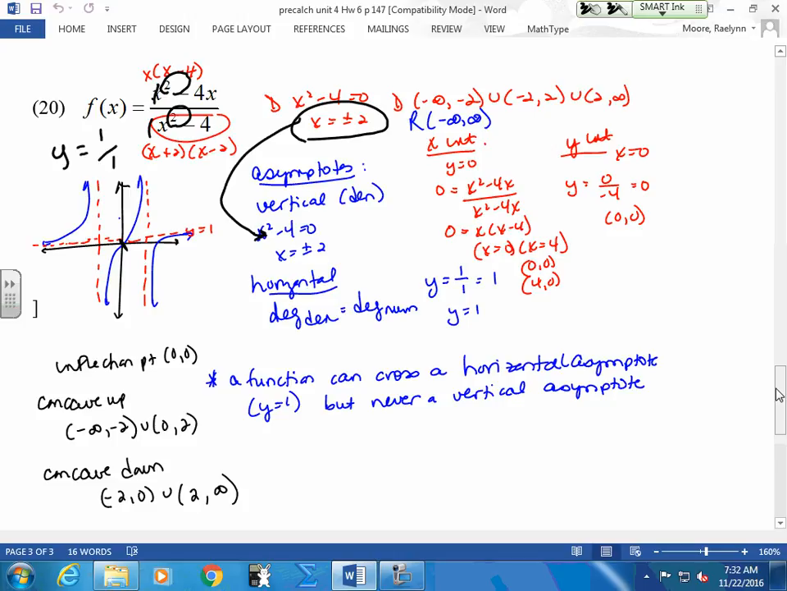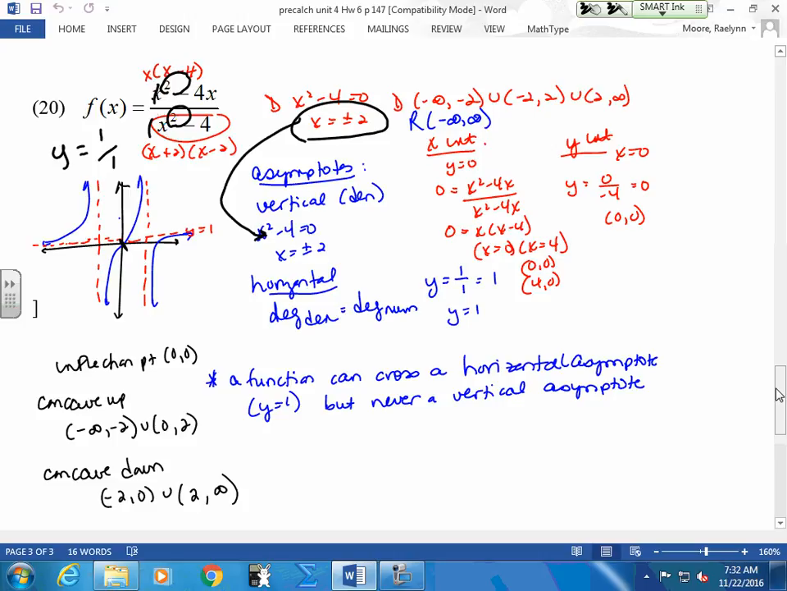So y is equal to 1. These guide this end behavior right here. This guides this end behavior right here. I can cross this. Increasing, decreasing: as you read x from left to right, this guy is increasing.